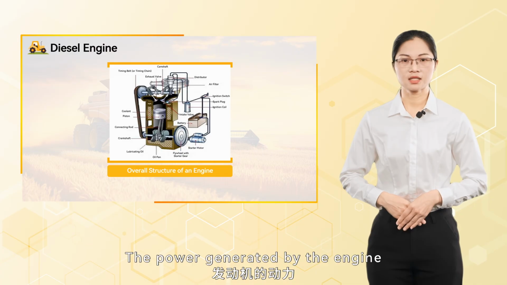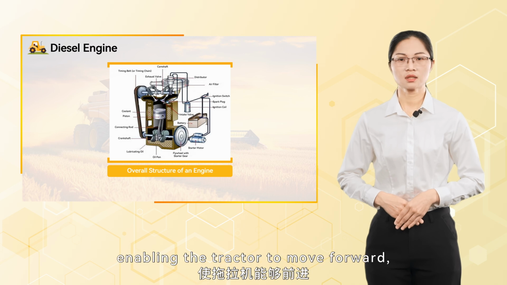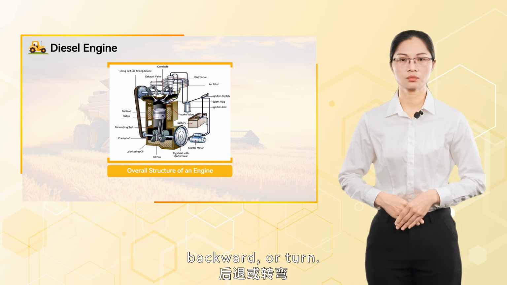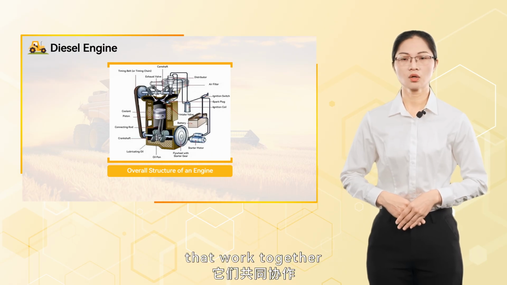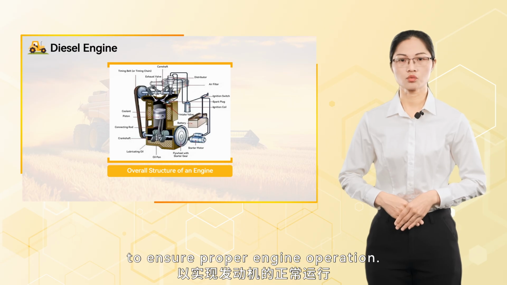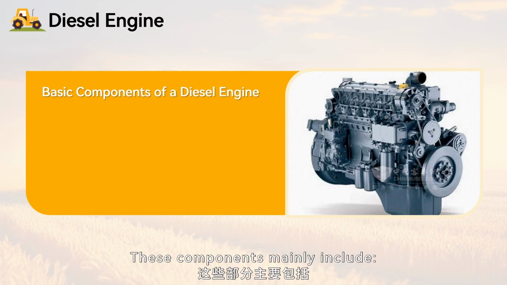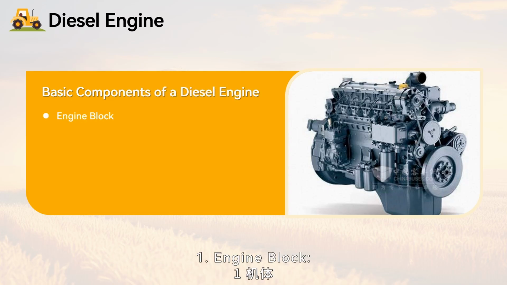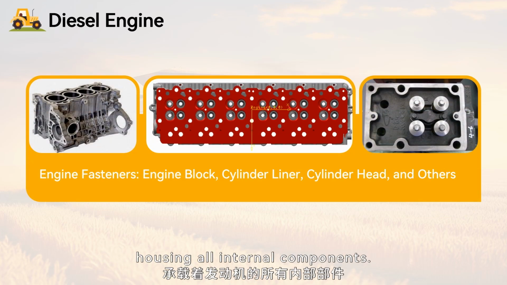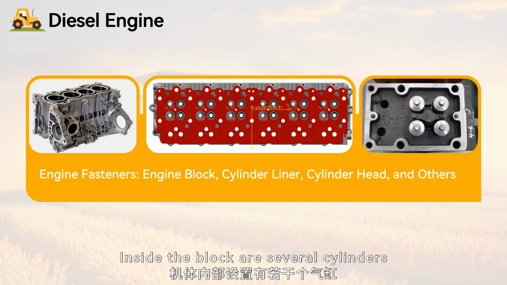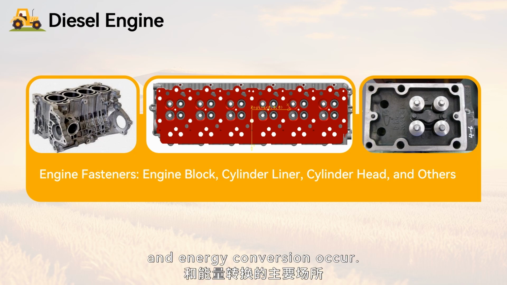The power generated by the engine is transmitted to the tractor's drive wheels through the transmission system, enabling the tractor to move forward, backward, or turn. The diesel engine is composed of several key components that work together to ensure proper engine operation. These components mainly include 1. Engine block. This is the outer casing of the diesel engine, housing all internal components. Inside the block are several cylinders where diesel combustion and energy conversion occur.